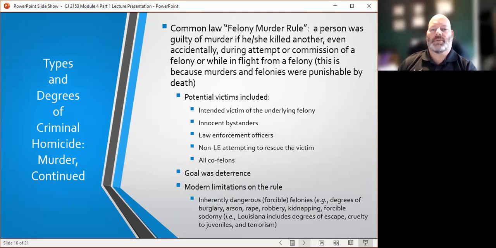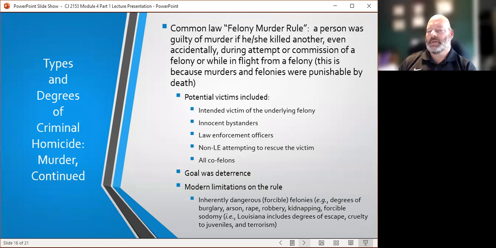Under the common law, the felony murder rule existed, and this was when a person was guilty of murder if he or she killed another, even accidentally, during the attempt or commission of a felony or while in flight from a felony. This is because, simply within the common law, murders and felonies were punishable by death.